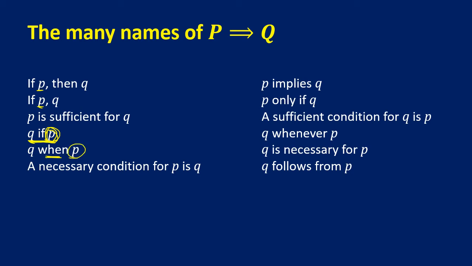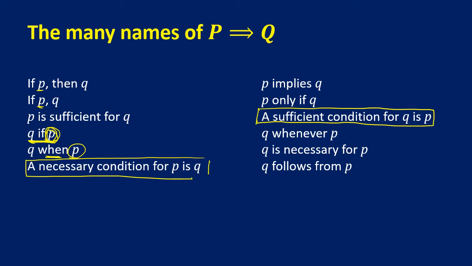A necessary condition for P is Q. Actually, this is the part that is confusing, these two, the necessary and the sufficient condition. Even for me, you don't have to memorize this. Whenever I see this, I just go back to the table. And then this one, Q whenever P, is almost the same as Q when P. It's actually the same. And this one, Q necessarily follows from P. Whenever you have necessarily follows, that means it is reversed. So you start with this part, that's the premise, and this is the conclusion.